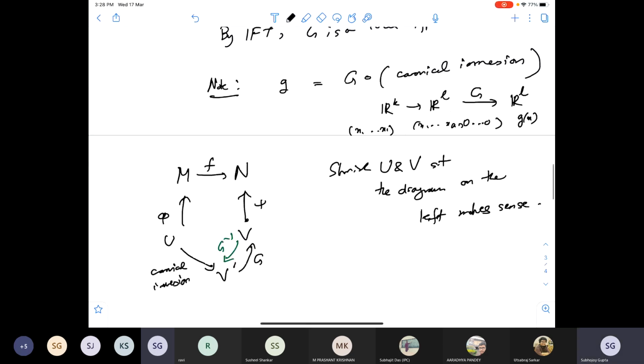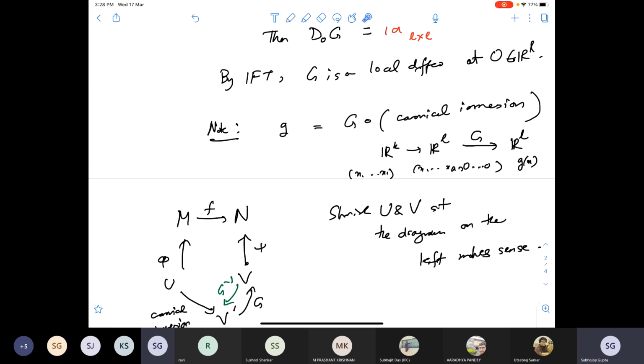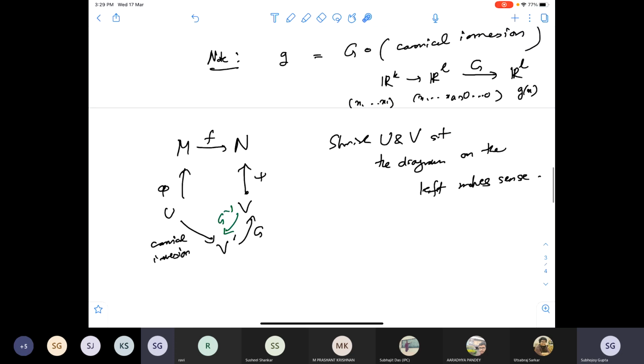You choose it so that, because all that we know is it's a local diffeomorphism. We don't know where exactly it's a diffeomorphism, but you shrink your U and V so that G is actually a diffeomorphism there. So then you can talk of G inverse, and now this G inverse will take you to some other subset of R^l, and so this is sitting inside R^l.